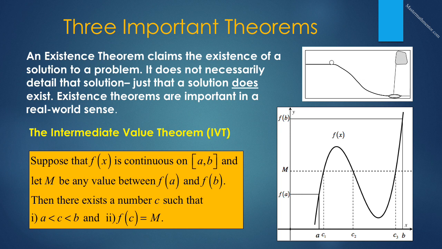Also, as the figure shows, the function may take on the value of m at more than one place. In this case, there are 3 values of c, c1, c2, and c3, such that f of those c values is equal to m.